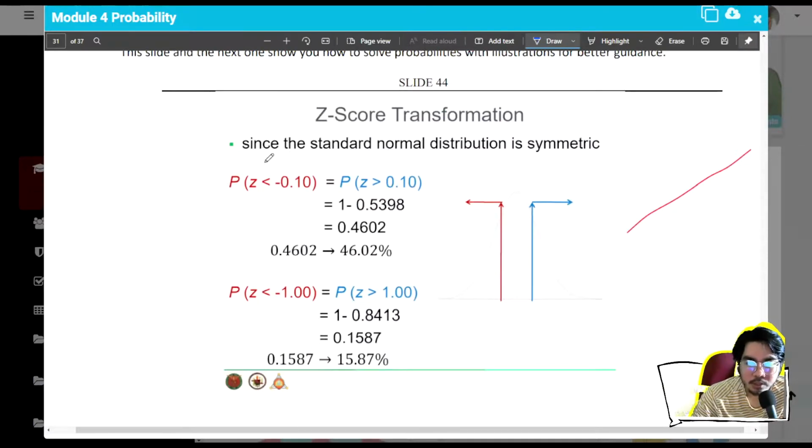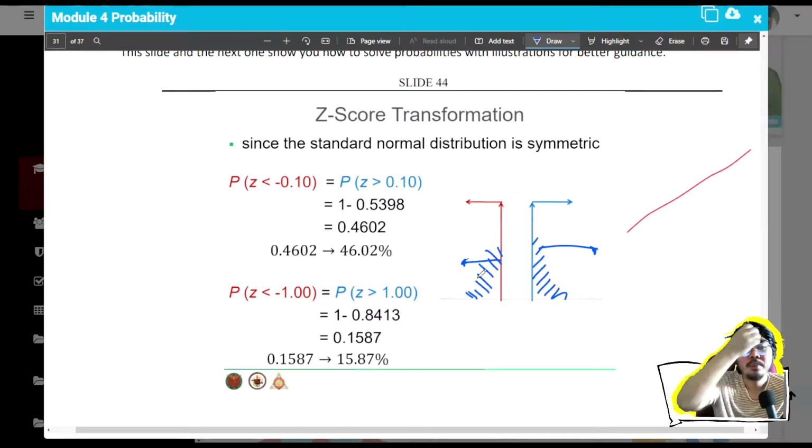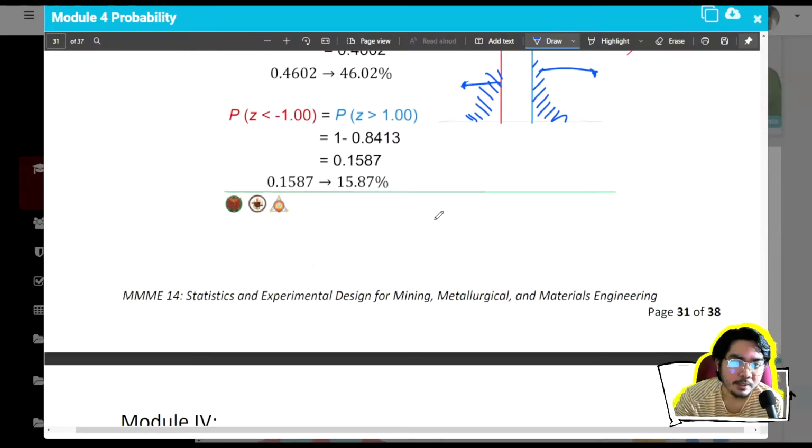Then, since the standard normal distribution is symmetric, we can see that the probability that z is less than negative 0.1 is also equal to the probability that z is greater than 0.1. If you look at it, z greater than 0.1 is to the right, and z less than negative 0.1 is to the left. And it's symmetrical, the same shape. This area is the same as this one. Therefore, they should be equal.